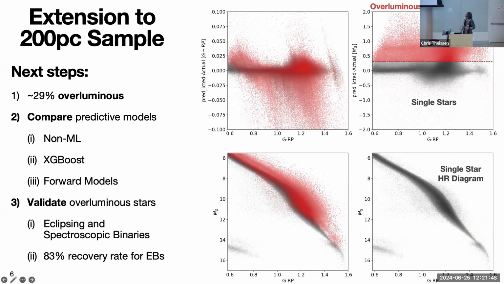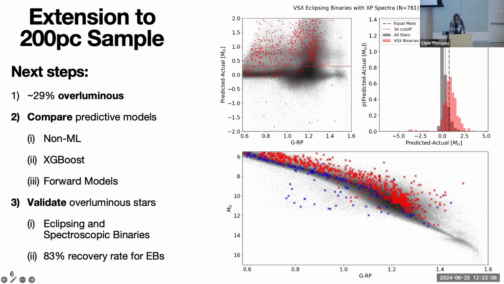Some future work. I would love to compare different predictive models. In particular, I'd like to forward model the XP spectra. I'm working on that right now. Instead of regressing down to predicting absolute magnitude and color, flip it around. Can we predict the XP spectra from an absolute magnitude and color? And we can also do some validation work.